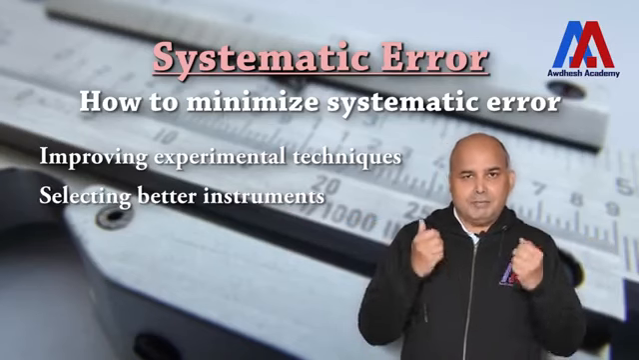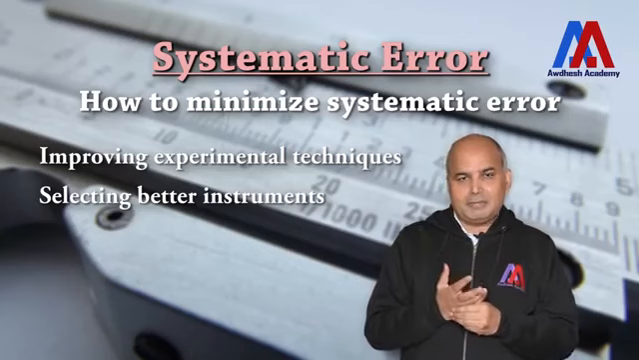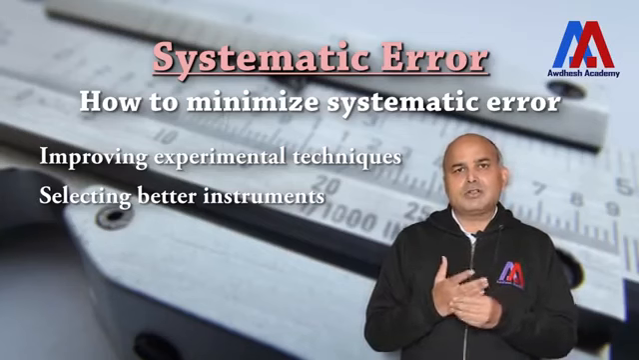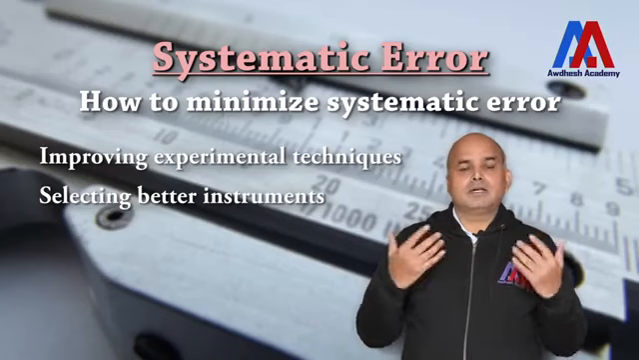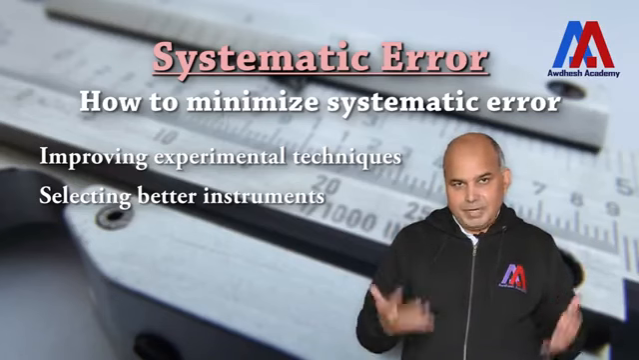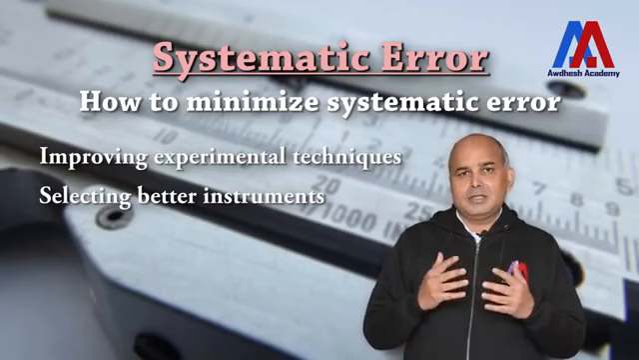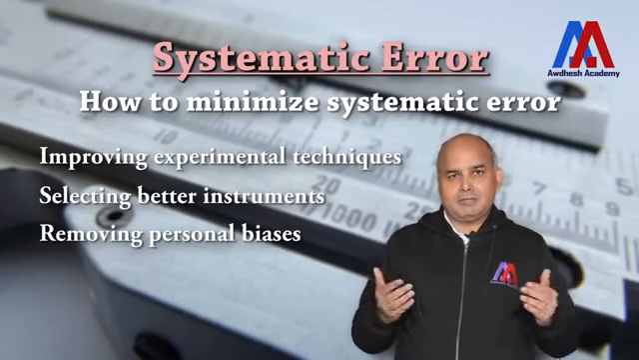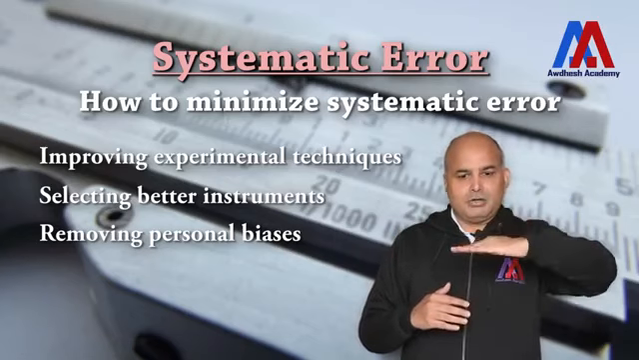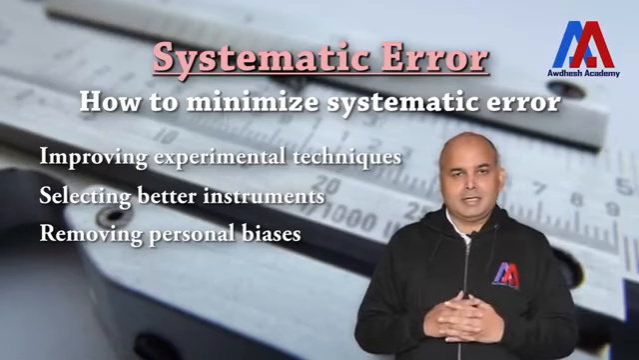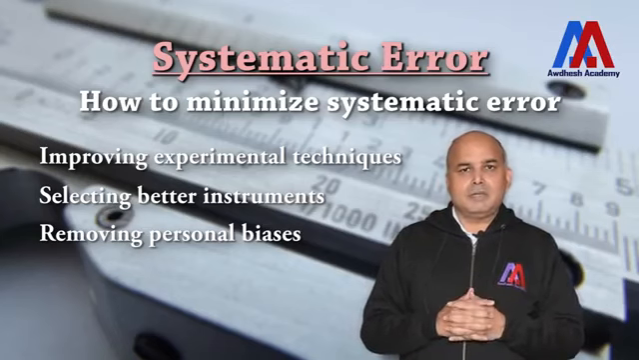Second, if you select a better instrument, an instrument which has high precision and does not have any zero error, then you will be able to measure the dimensions much more accurately. And third, if you remove personal biases, that means you measure things exactly as you are supposed to, without leaning to the lower side or the higher side, then also the systematic error can be minimized. Now, the first type of error, as I told you, is the systematic error.